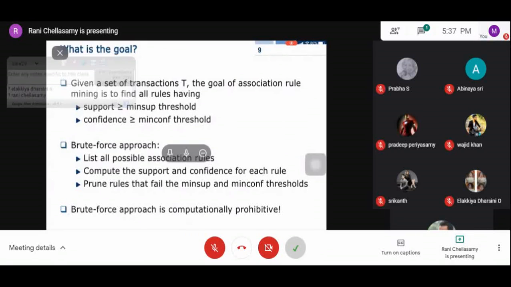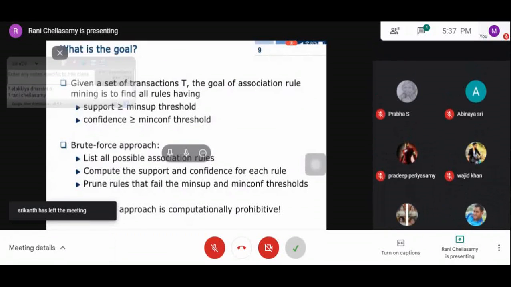The brute force approach means a trial and error method, that is, trying out all possible association rules.